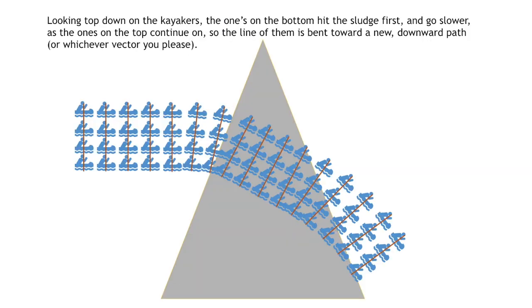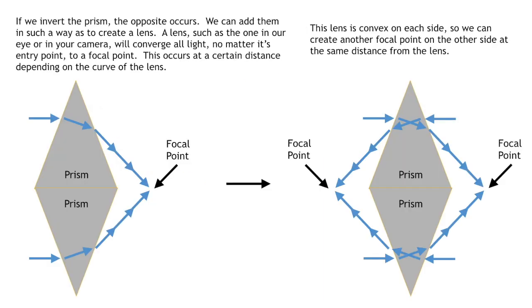And looking top down on the kayakers, the ones on the bottom hit the sludge first and go slower, and the ones on the top continue on. So the line of them is bent toward a new downward path, or whichever vector you're looking at. So if we invert the prism, the opposite occurs, and they will be going the other direction. So we can add the prisms together in such a way as to create a lens.